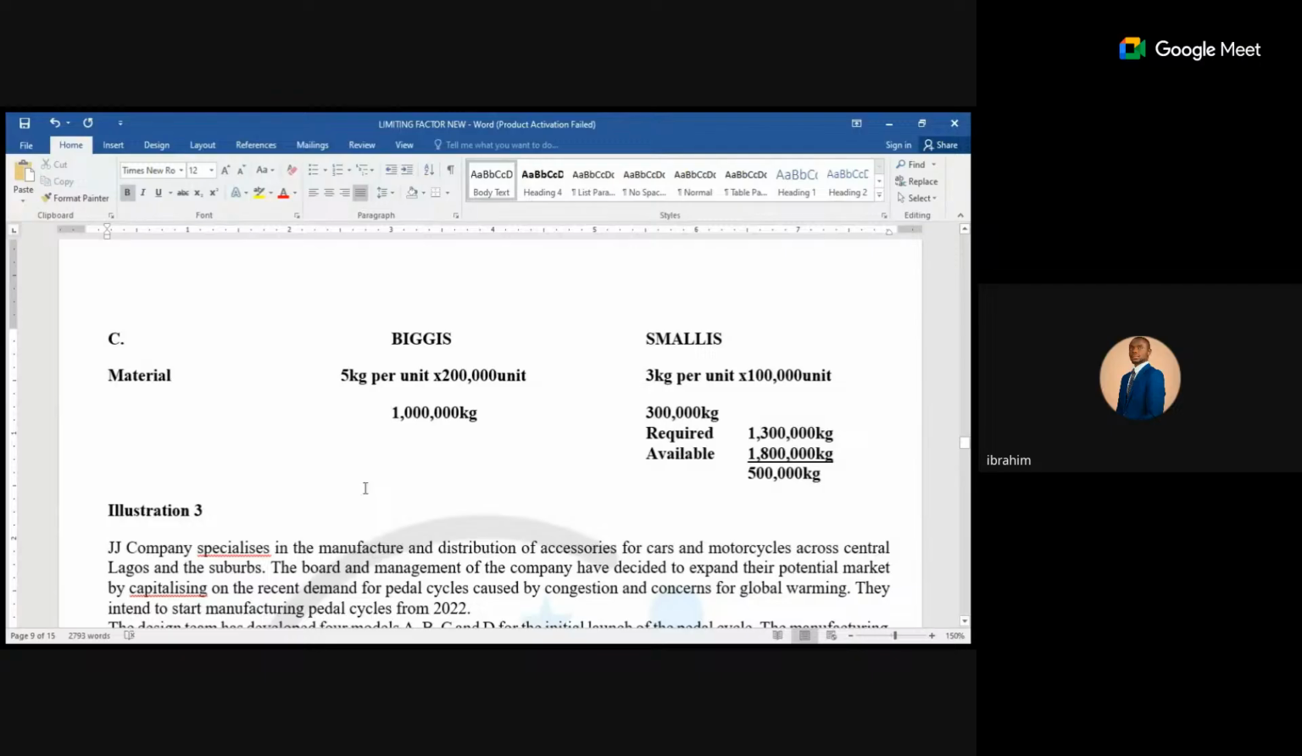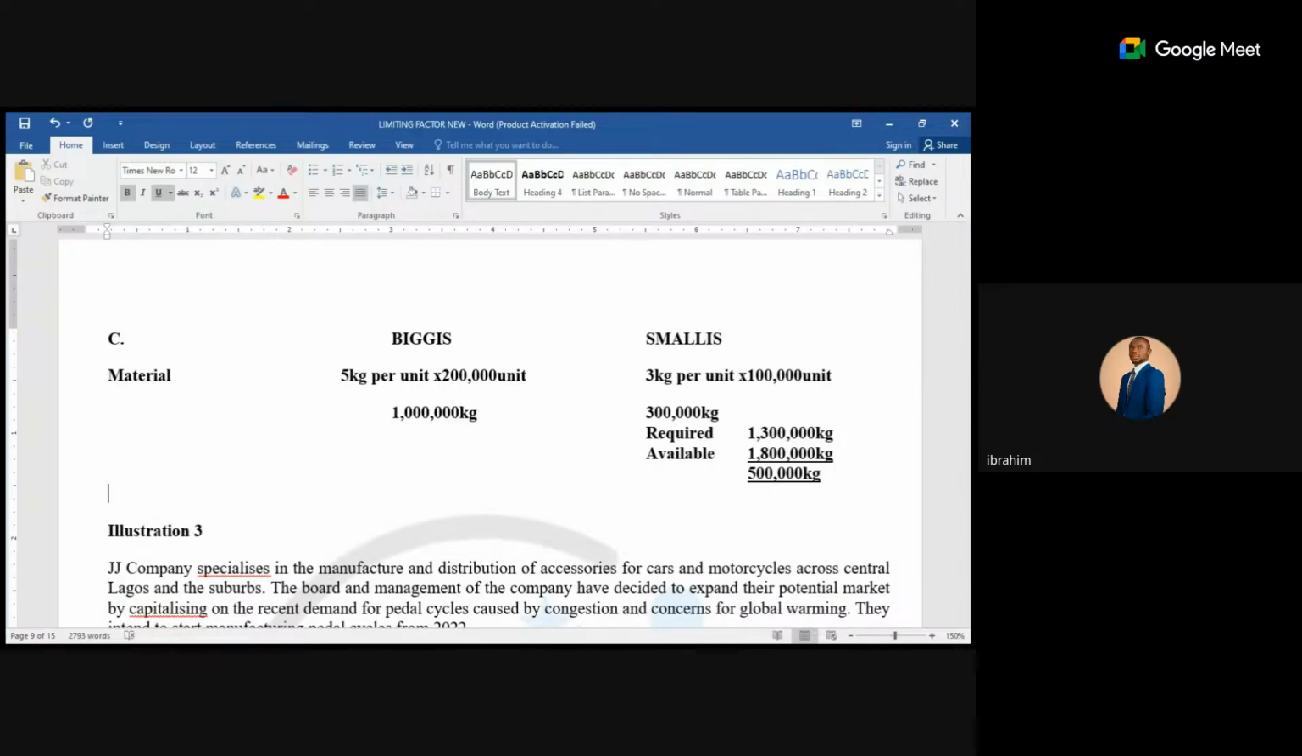Now, we move to the next material, the next available. You can see that in this question, they didn't give us material A, material B, or grade 1, grade 2. They gave us the available for material, labor. Sometimes they may give you grade 1, grade 2, or material A, material B. You need to check which of the material is limiting factor or not.